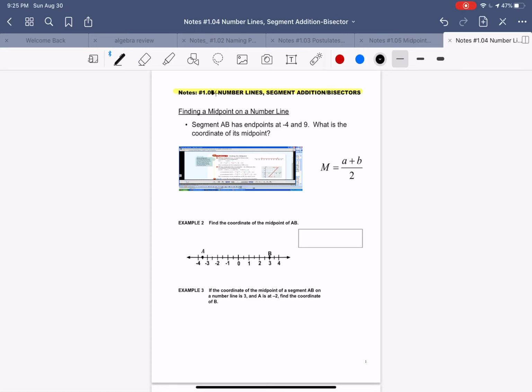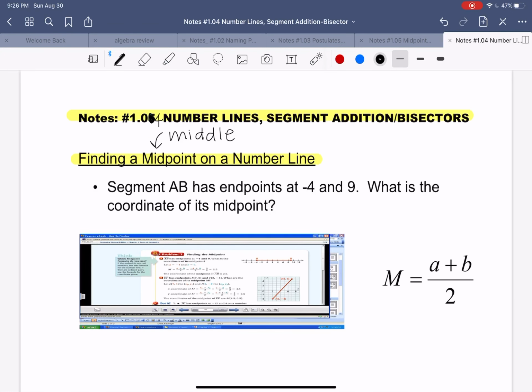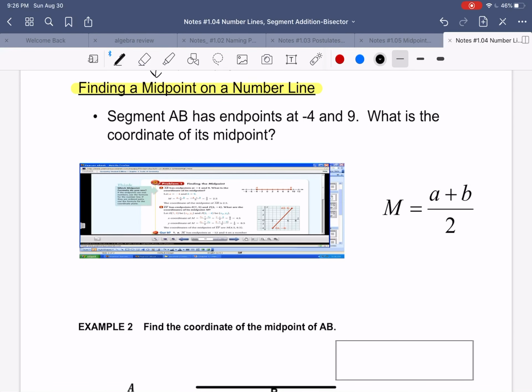So the first thing we're going to do is number lines and segment addition and bisectors. Okay, so the first thing we're going to do is finding a midpoint on the number line. Now, midpoint, think of middle. It's the middle point. It splits the line in half. Okay, so segment AB has points at -4 and 9. What is the coordinate of its midpoint?